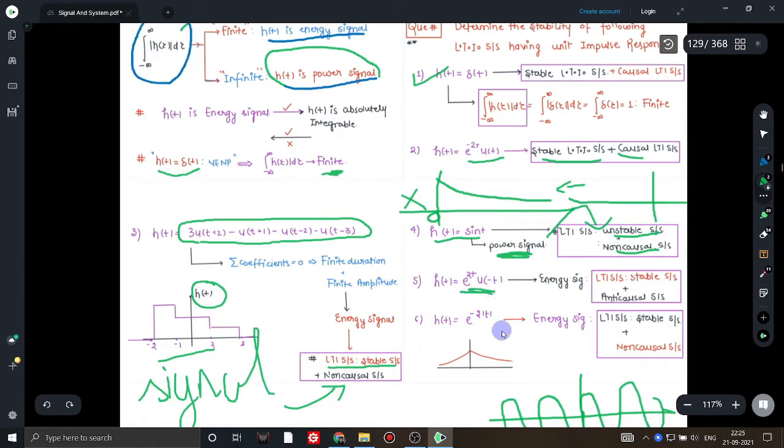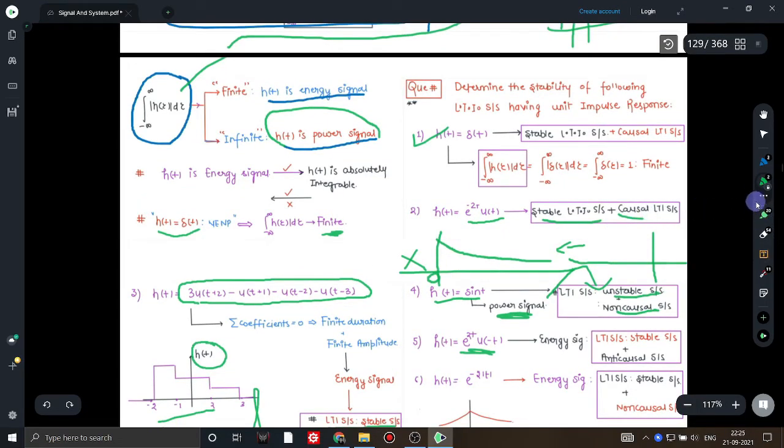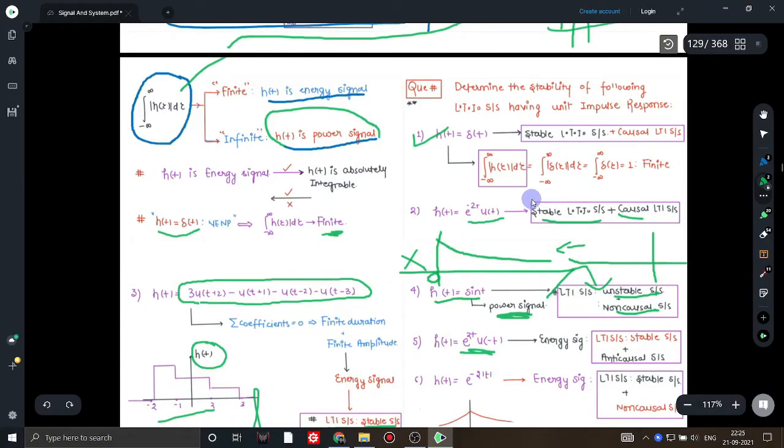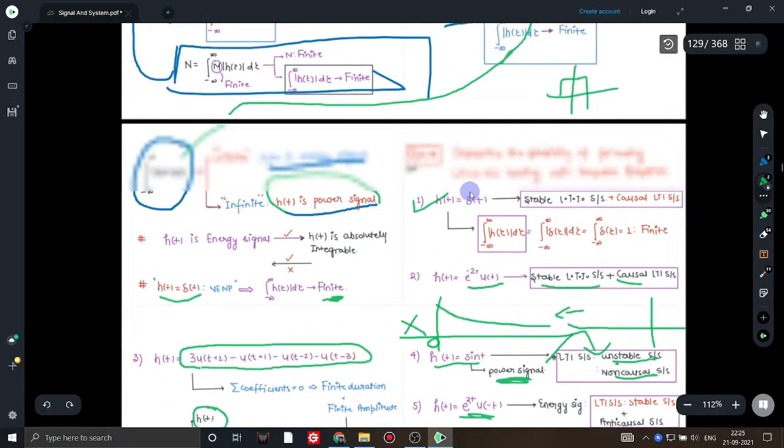Now this exponential, where can I draw it? Wait a minute. It is blurred.